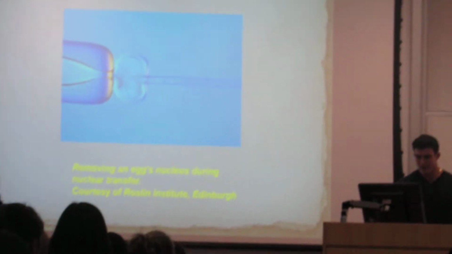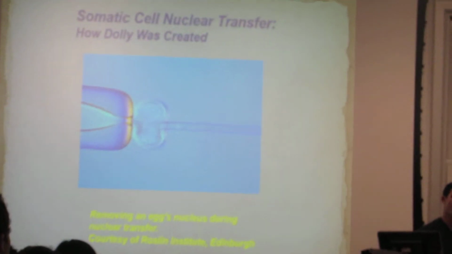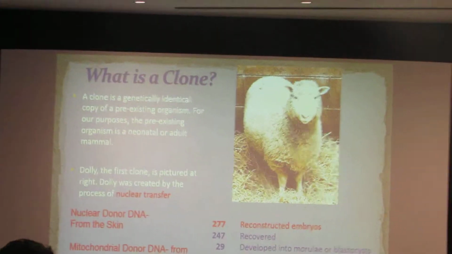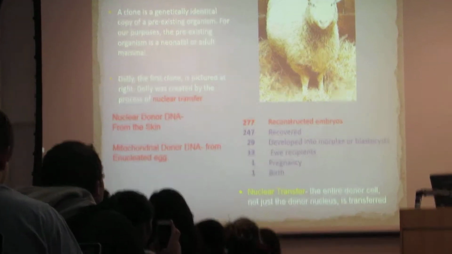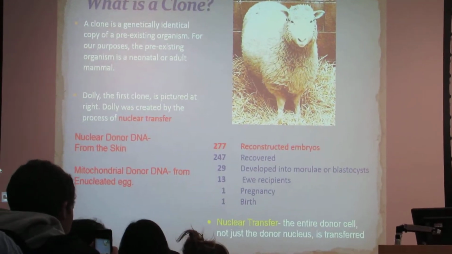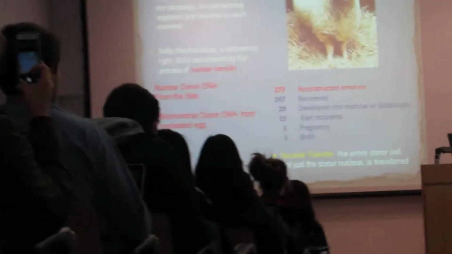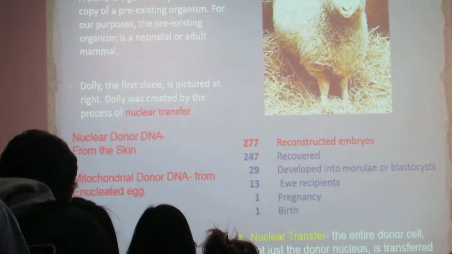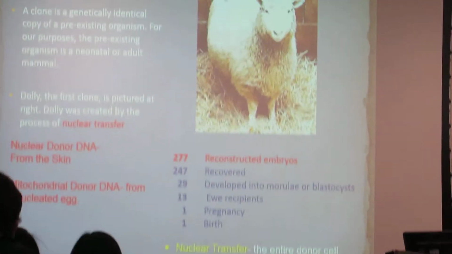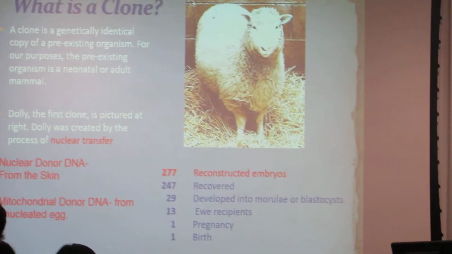Actually, we'll do it. So Dolly, like I said, was created by somatic cell nuclear transfer, which is important if you want to get fully cloned animals. Okay, so here's Dolly. How Dolly was created through somatic cell nuclear transfer was they took a skin cell. So it's nuclear donor DNA from the skin. It's important to remember, it's nuclear donor DNA from the skin of one sheep. Then they took another sheep and they took mitochondrial donor DNA from an enucleated egg.